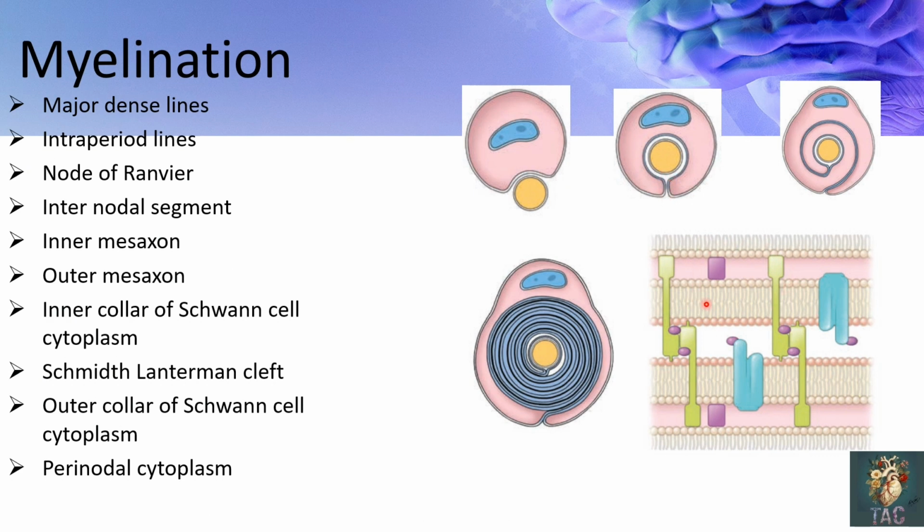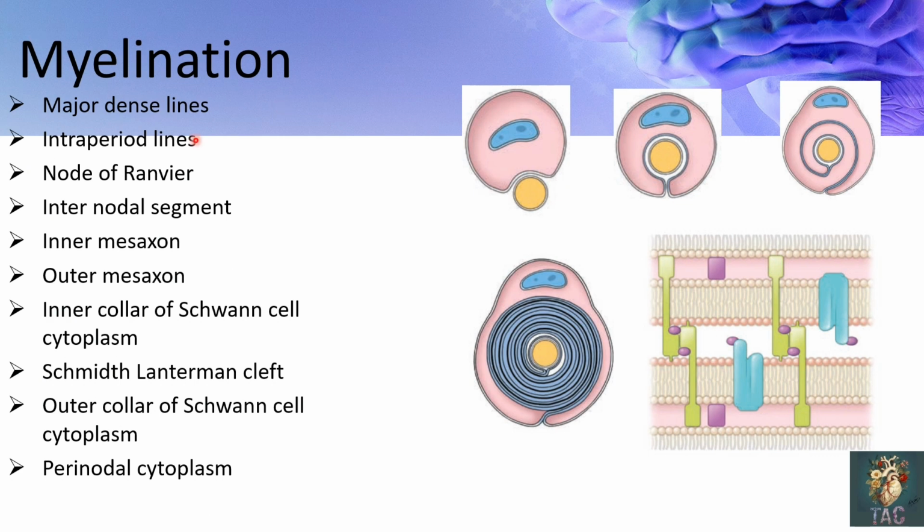I can explain this also in this diagram. These are the inner cell membrane of the Schwann cell, and this is the outer membrane. When these two inner membranes fuse with each other during the process of the wrapping, you can see in this diagram, when these two inner leaflets meet, they create a darker line which is more electron dense, and this is called the major dense line.